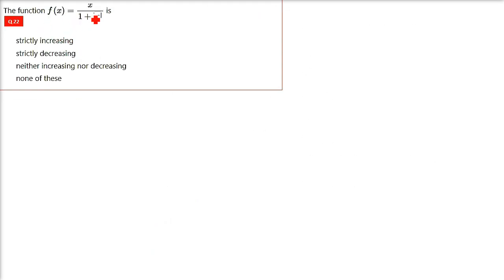The function f(x) equals x by 1 plus modulus x is: strictly increasing, strictly decreasing, neither increasing nor decreasing, none of these. So they haven't provided us the domain, so we have to find out the domain by ourselves. What is the interval? We don't know what x can be. So we have to take the cases now. Why? Because for modulus x, two things will come, negative and positive. So x can be greater than or equal to 0, or x should be less than 0. These are the two cases for modulus x.